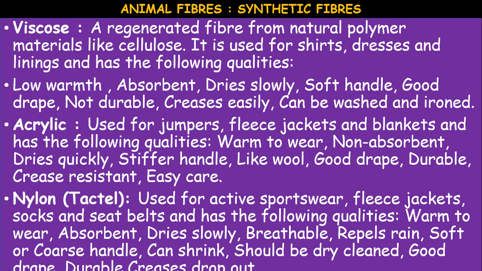Nylon. Nylon is also called tactile, and is used for active sportswear, fleece jackets, socks, and seat belts, and has the following qualities: warm to wear, absorbent, dries slowly, breathable, repels rain, soft or coarse handle, can shrink, should be dry cleaned, good drape, durable, creases drop out.